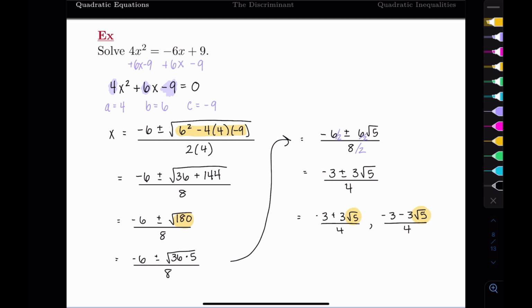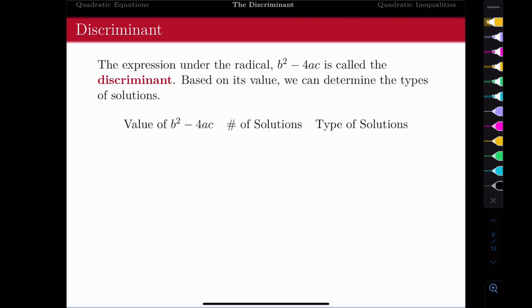If the thing underneath happened to be negative, then I would be taking the square root of a negative number, and if you remember, we learned about complex numbers, that would turn into something complex. So this quantity b squared minus 4ac is what we call the discriminant, and its value tells us the type and number of solutions. We have three possibilities. If the value of b squared minus 4ac is negative, then we're going to have two solutions, but because we're taking the square root of a negative number, they're going to be complex solutions.